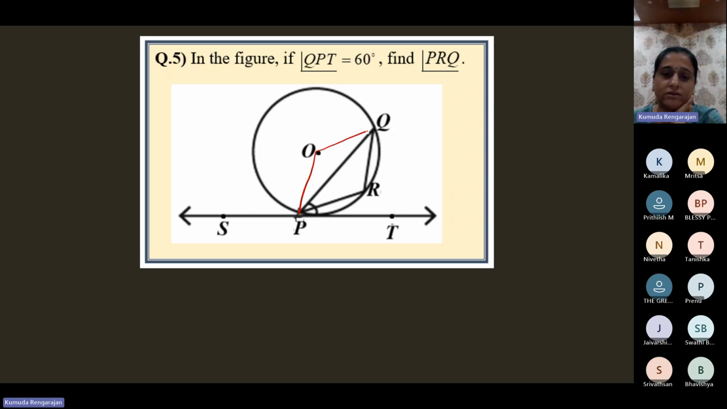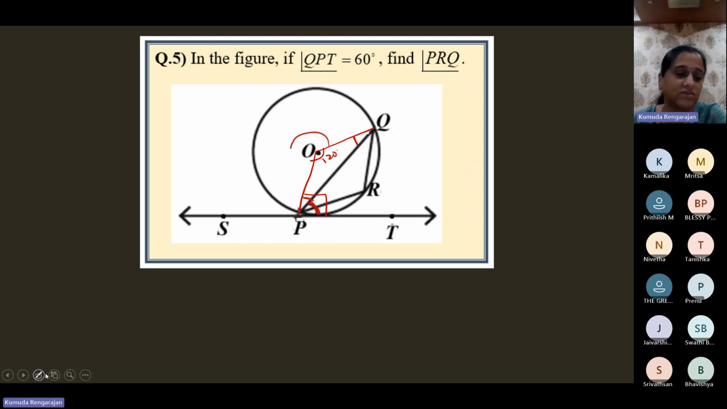We need to get an isosceles triangle. This is 90. This is 60. So this is 30. So this is 30. So this is 120. You can use the theorem: the angle at the center is double the angle on the circumference. For that, you should find this angle.